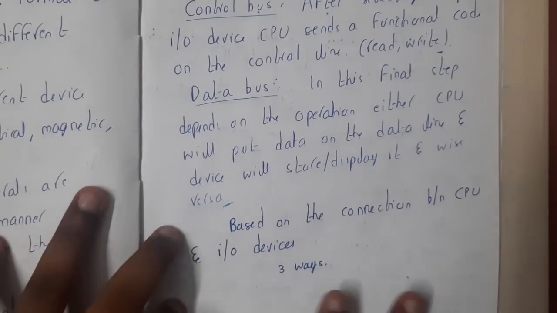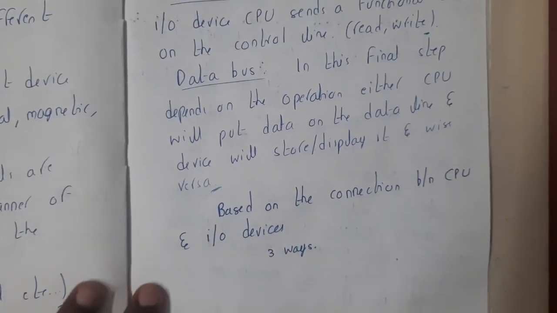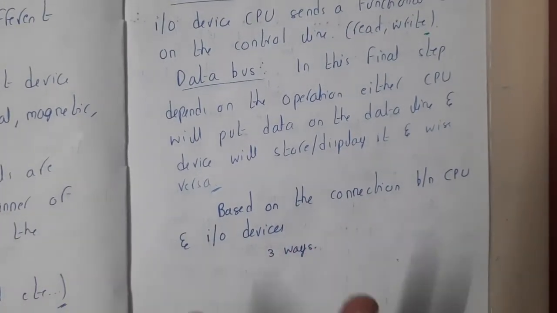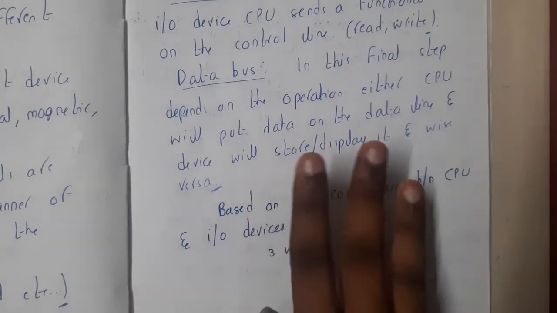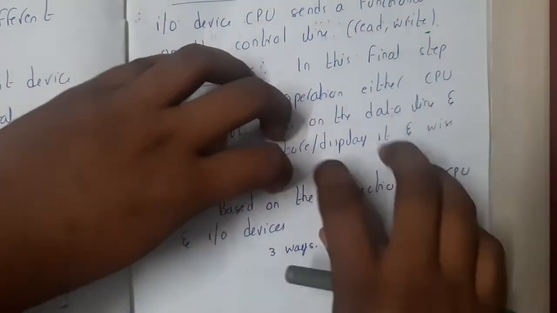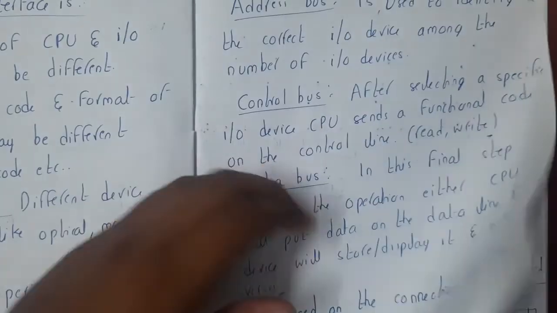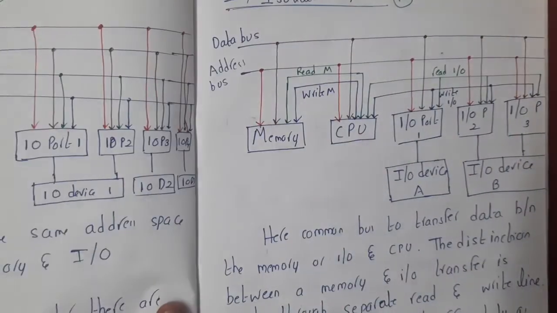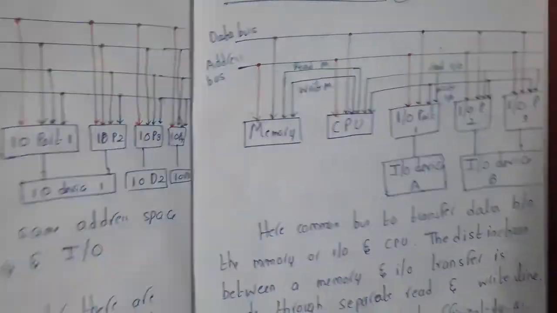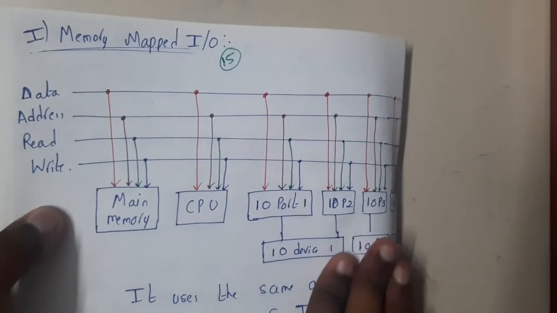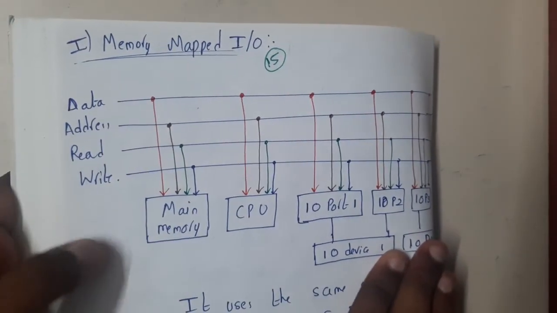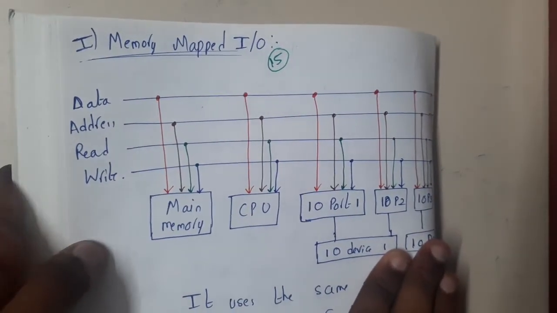Got it? So now I hope everyone got a clear idea with respect to this, right? Okay, so based on different connections, there are 3 ways of arranging CPU and IO devices, guys. So in the next lecture we will be discussing about the first type, that is memory mapped IO, guys. So let us meet in the next lecture.